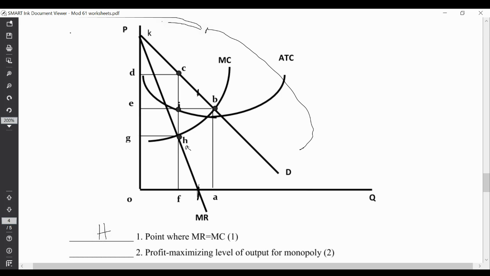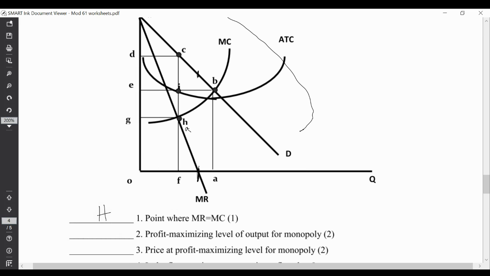Okay. So anyway, number two says the profit maximizing level of output for a monopoly. They're going to produce at F. So we could say 0F or OF. They're going to produce at point F as the quantity. Then it says the price for profit level, to make money. They're going to sell at D, or you can say OD.